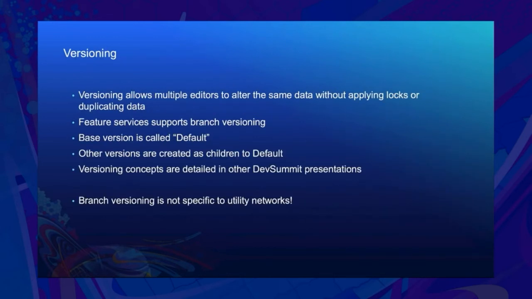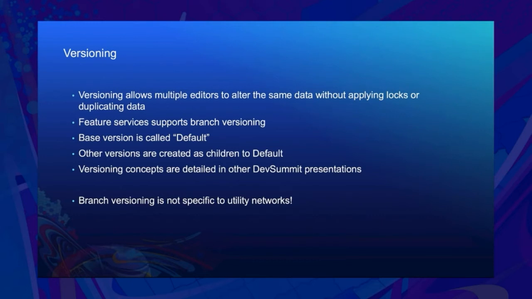So versioning, let's talk about versioning a little bit. Versioning allows multiple editors to alter the same data without interfering with one another and without creating locks on the database. So feature services support a thing called branch versioning. The basic idea is that you have a base version called default, and then you have other versions that are created as children to default. So you may have it set up so that each user has their own version off of default.